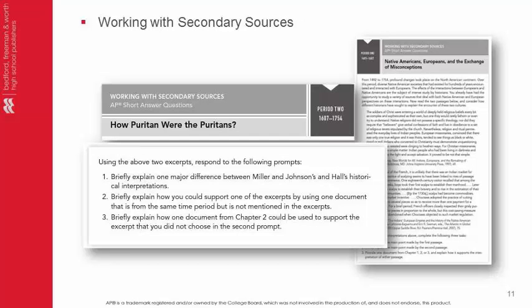Working with Secondary Sources boxes help students attack one of the most important skills of AP US History, interpreting and analyzing historical writing by professional historians. Two short readings by prominent historians are presented with questions asking students to construct short answer-style responses, just like the AP US History exam.